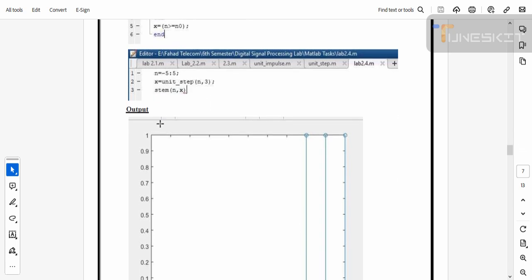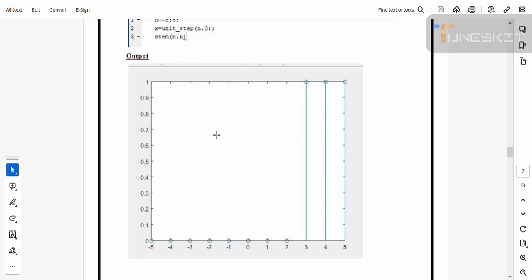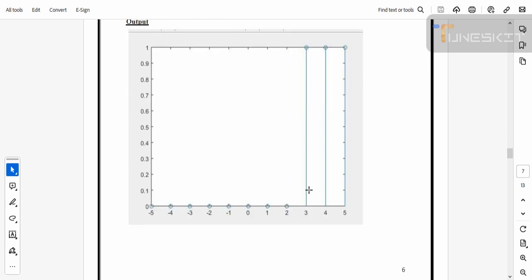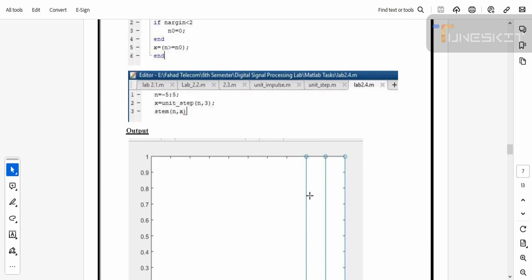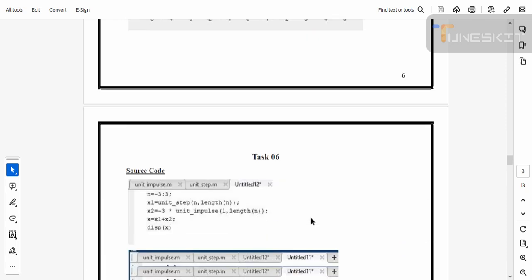And after this we are using the stem command to plot this discrete function. After simulating this code, we can see that the value of n naught is 3, so we are using the unit impulse only where n is greater than or equal to 3.